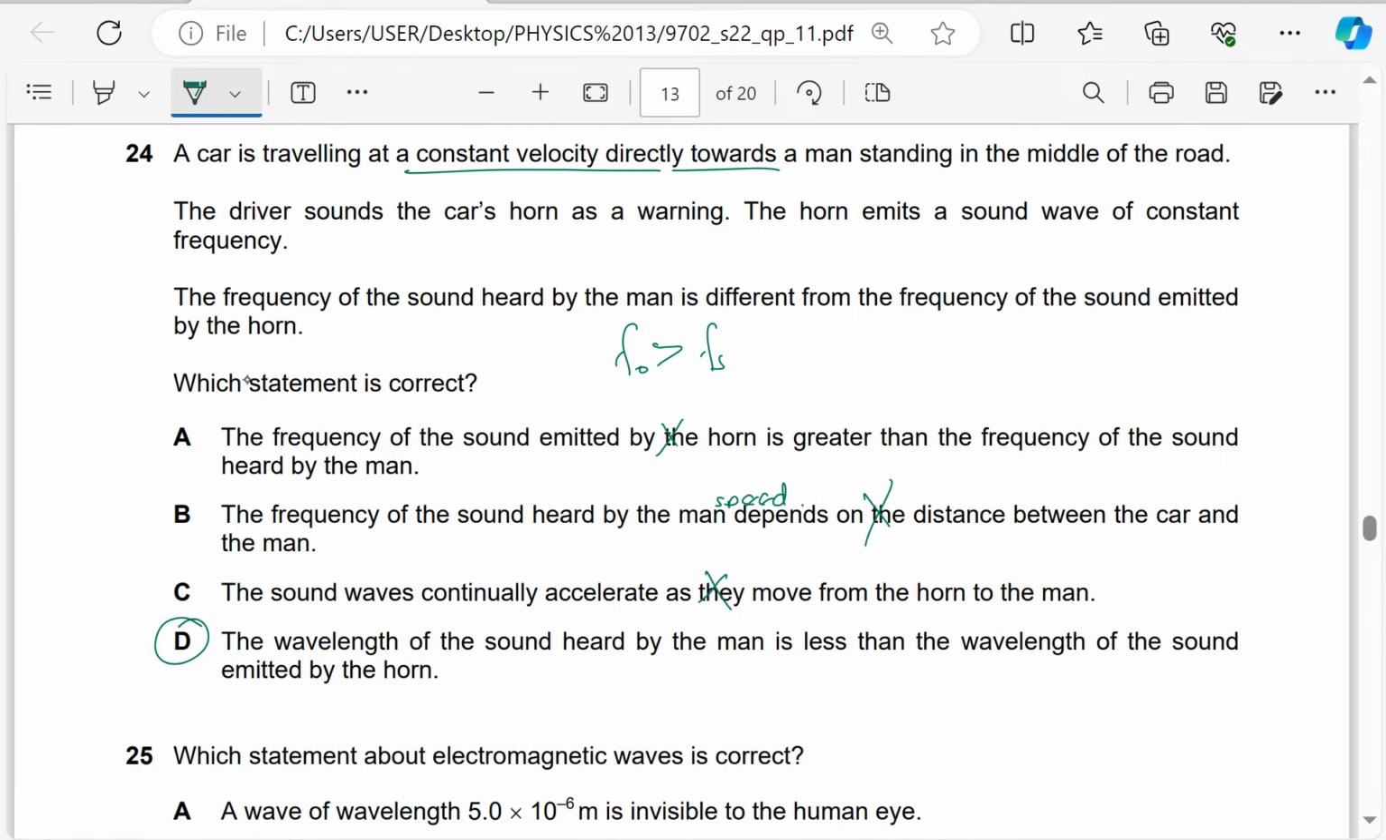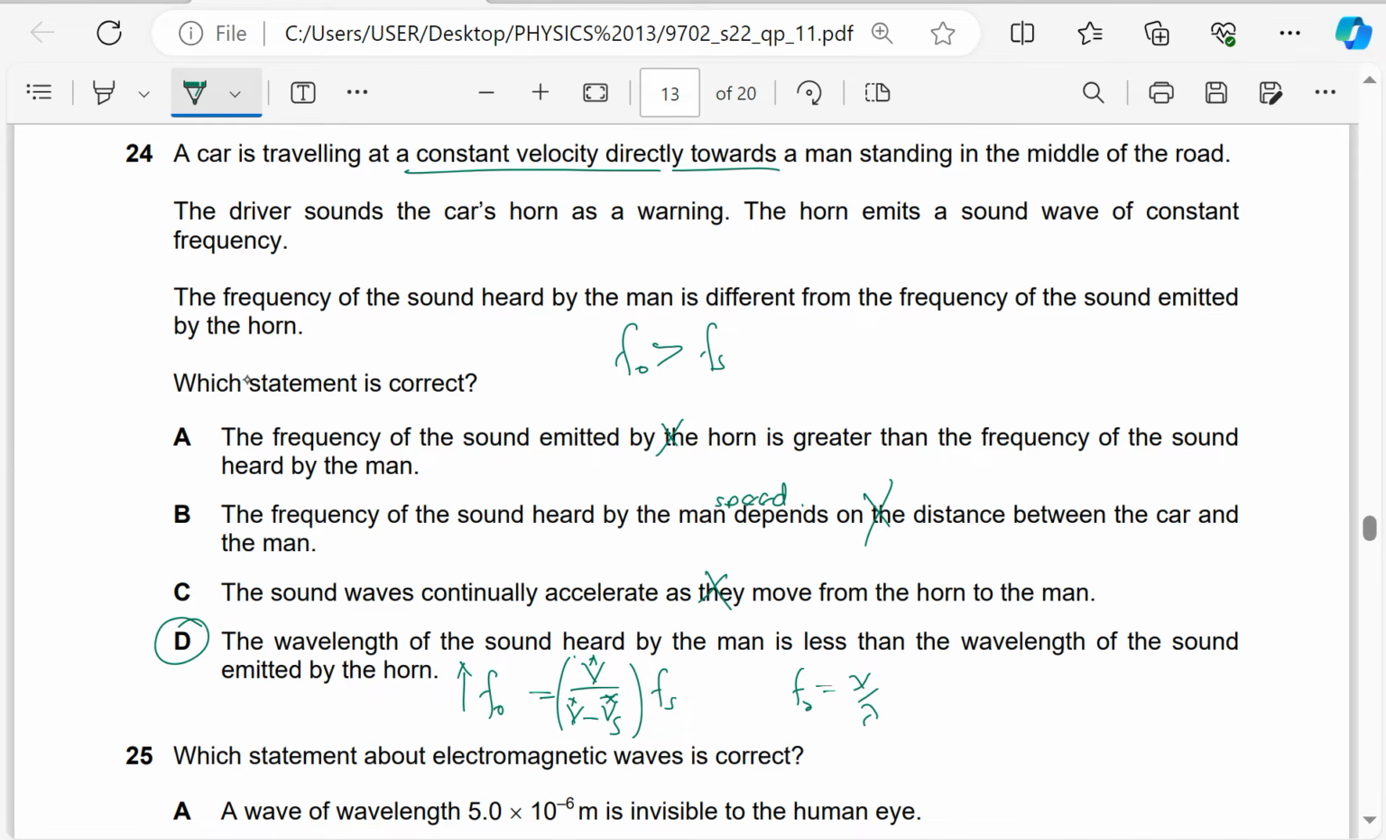The wavelength of the sound heard by the man is less than the wavelength of the sound emitted by the horn. This statement is true. Remember, observed frequency is equal to v over v, since it's moving towards, so this is going to be minus the speed of the source, then times the frequency of the source. Remember, v is constant, this is constant, then the speed of the source is also constant. So, because the observed frequency is going to be higher, and remember f is equal to v divided by the wavelength.